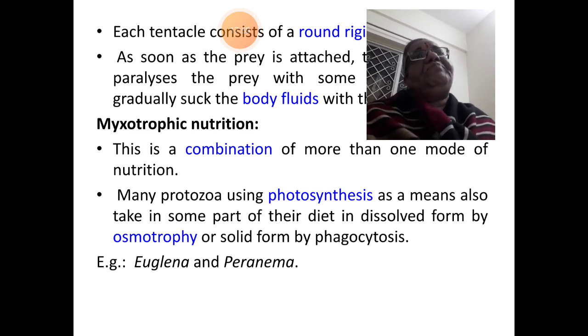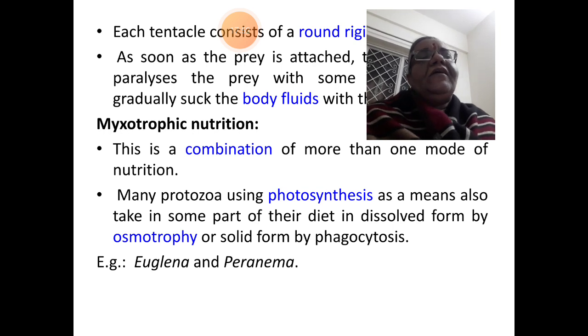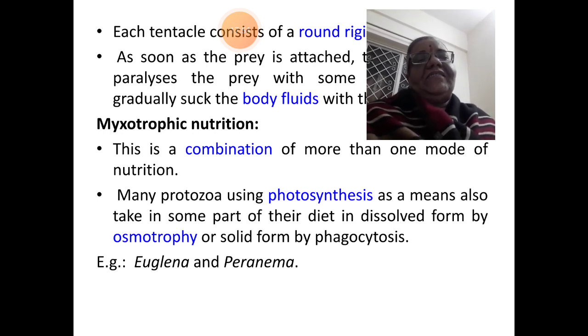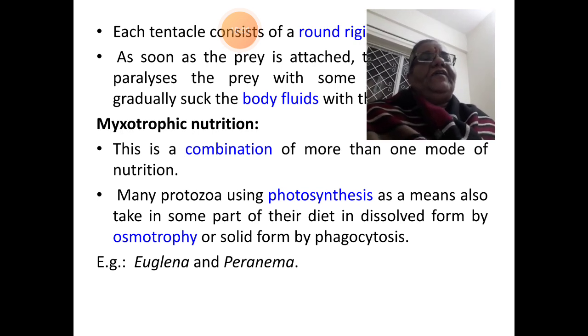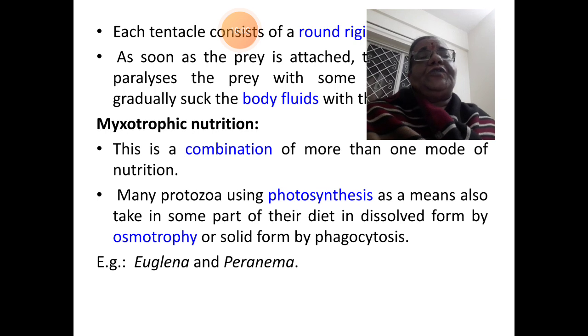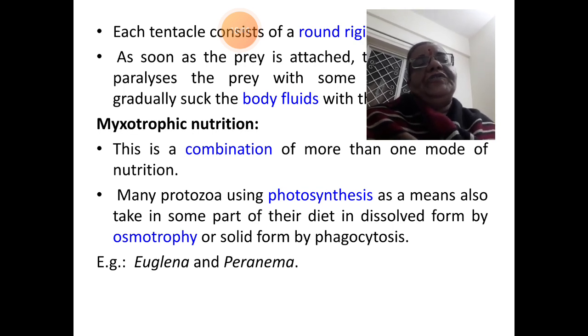In amoeba you see pinocytosis, cell drinking. Here you see cell eating, that is phagocytosis. So here photosynthesis and osmotrophy or phagocytosis both form the nutritive methods. Hence, this method is known as mixotrophic nutrition. This method is exemplified by Euglena, Peranema, etc.